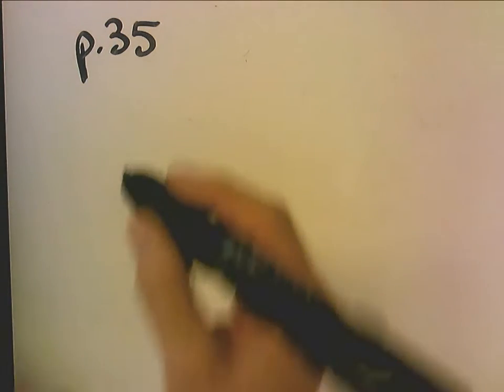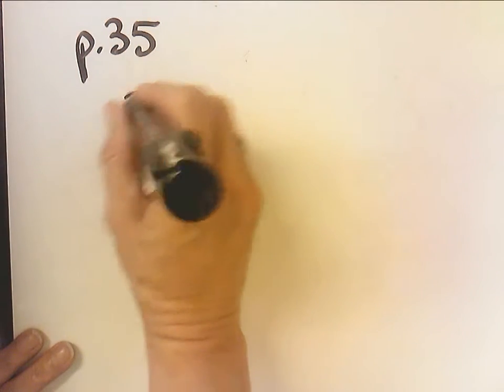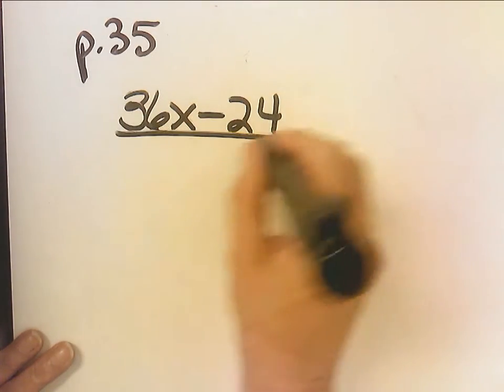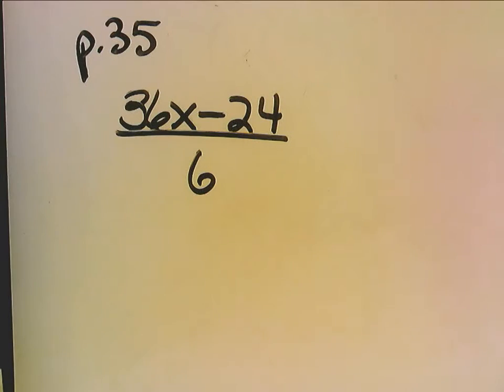Okay, now please open up to page 35 in your notes. And on 35, we're going to learn how to simplify expressions that look like this. Okay? Now, there's two different ways to do this, and you can choose and do whichever way works the best for you.